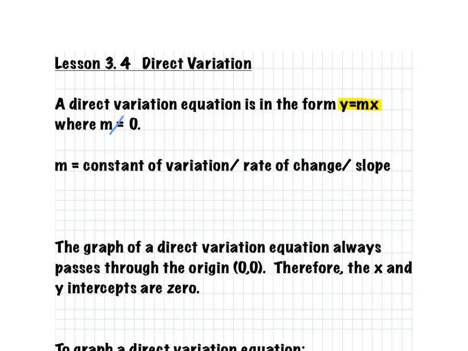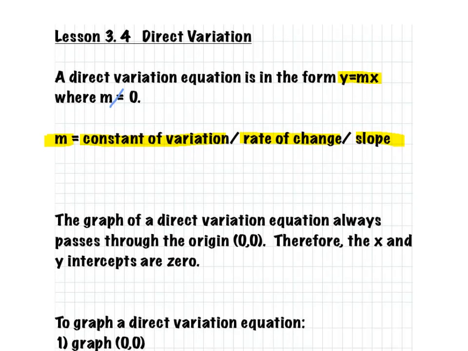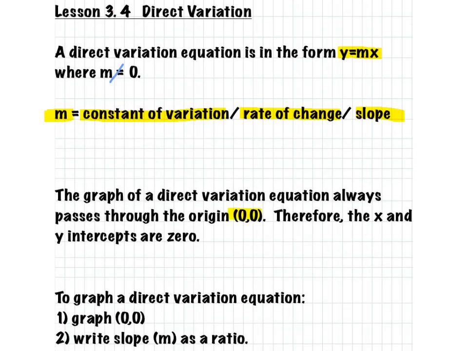M represents the slope of the line, as you already well know. The slope has interchangeable terms. It's called the constant of variation, it's called the rate of change, and it's also called the slope. Here's what you need to know. The graph of a direct variation equation will always pass through the origin on your graph. It will always go through 0, 0. Therefore, the x and the y intercepts are both 0.